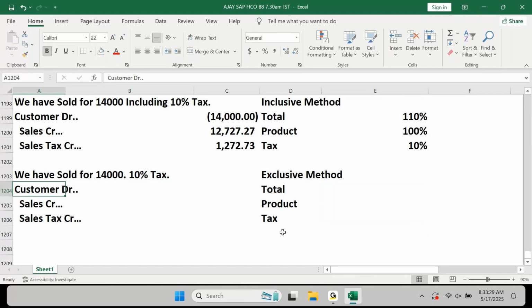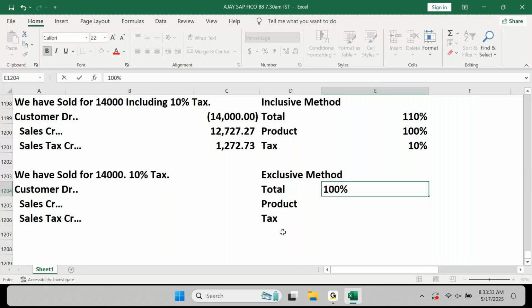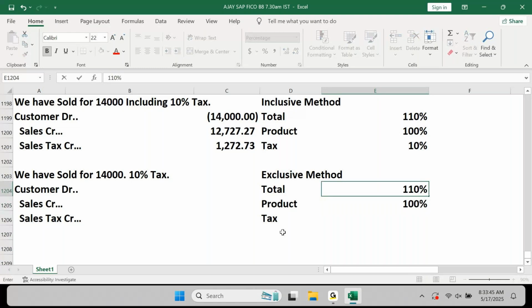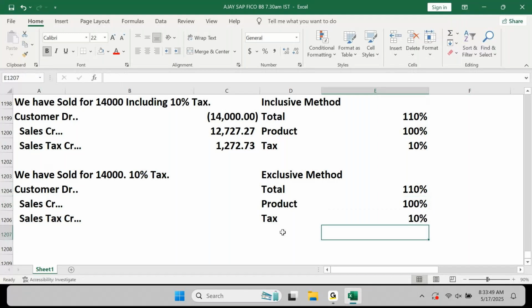In case of exclusive, total is 100%. Am I correct? Yes, sir. Or product is 100%. Product is 100%. This is 110%, and this is 10%. Am I right? Yes. Meaning everywhere your base is what? Product only. Product is what? Value of sale, value of purchase.